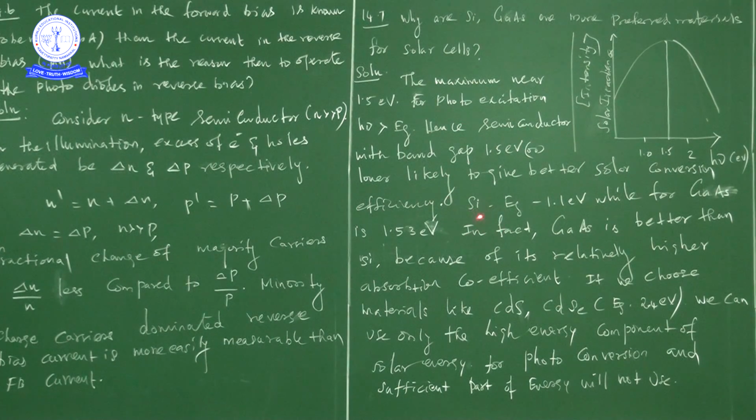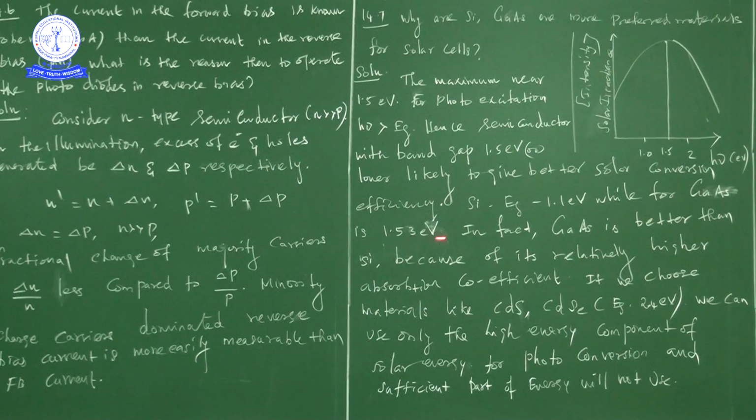For silicon the energy gap is 1.1 electron volt, which is less than 1.5 electron volt, while for gallium arsenide the energy gap value is 1.53 electron volt. In fact, gallium arsenide is better than silicon.